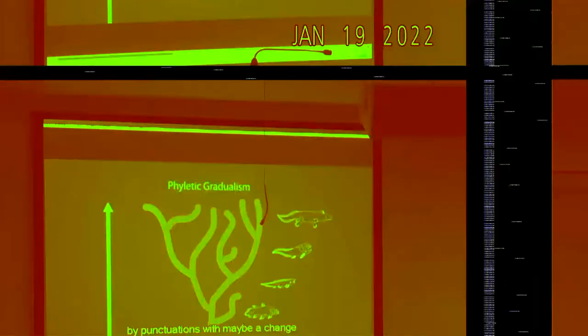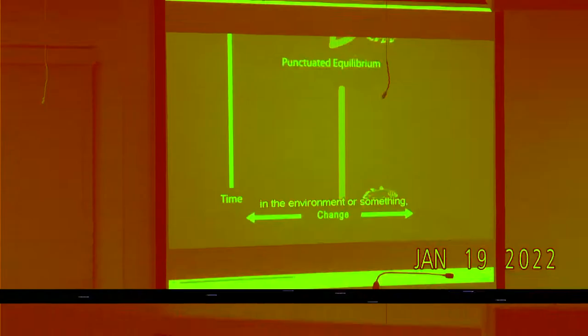He proposed a new theory called punctuated equilibrium, that the basic equilibrium that we see today in life forms, stasis, things staying the way they are. He says, no, that equilibrium was interrupted by punctuations with maybe a change in the environment or something, and that it happened rapidly. It happened so rapidly that it went from fish to amphibian and left no fossils. The fact is, we find no fossils.